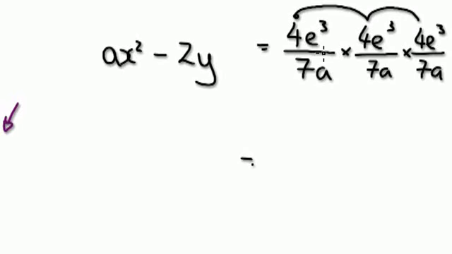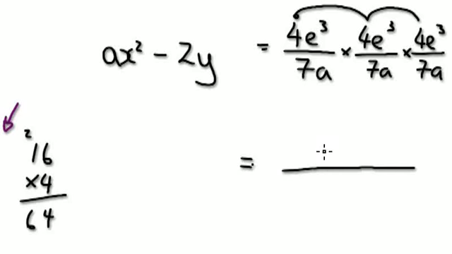So 4 times 4 is 16, and then times 4 again. So this would be 24, carry the 2. So this would be 6. So 64. So the top will be 64, and then e to the power 3 times e to the power 3 times e to the power 3. So that's e to the power of 9.